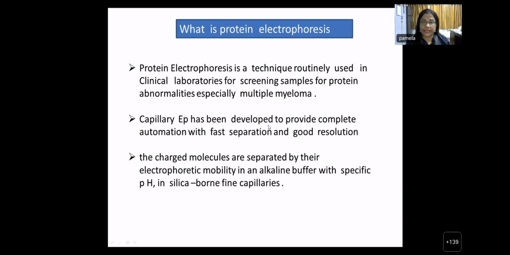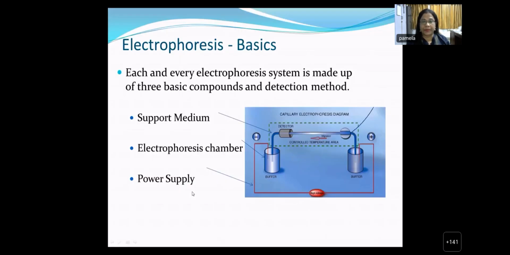Capillary electrophoresis has been developed to provide complete automation with fast separation and good resolution. The charged molecules are separated by electrophoretic mobility in an alkaline buffer with a specific pH of around 8.8 to 9 in silica bonded fine capillaries. So this is what it would look like.